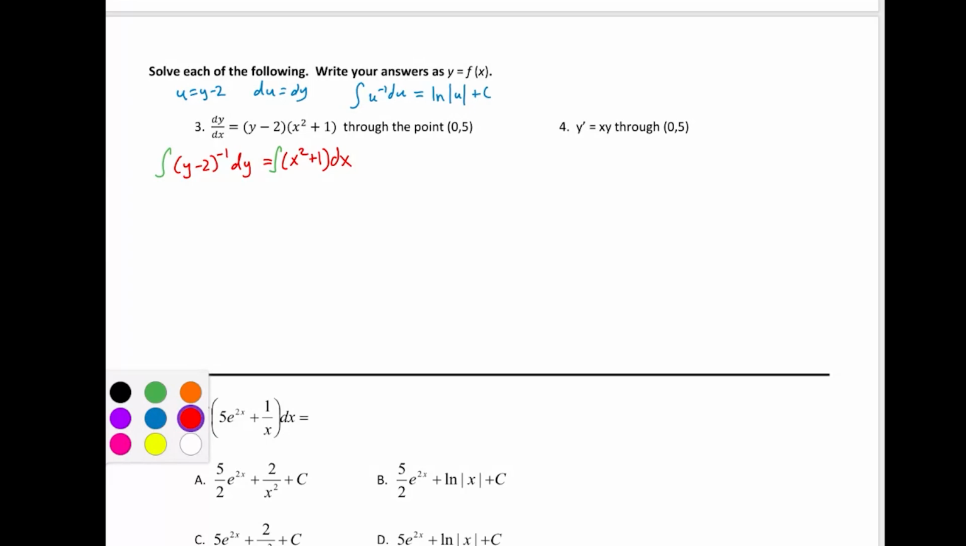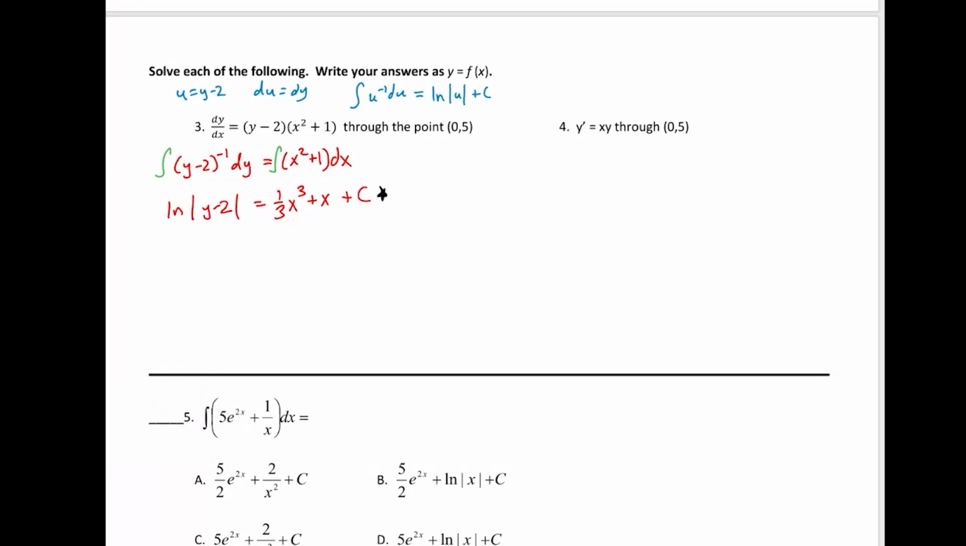So we get the natural log of the absolute value of y minus 2. And I'll just leave the plus c out for now because I'm just going to move it over to the right-hand side. The integral of the right-hand side is going to be 1/3 x cubed plus x, and then we'll put the c right there. Now, this is going to be the equation we use to find c, because the next step, we're going to have to exponentiate both sides, and if we were to use that equation, we just have to go back and take a logarithm of both sides and end up back here anyway. So just make a note that we are going to come back to that equation.